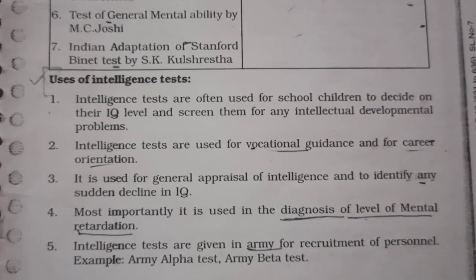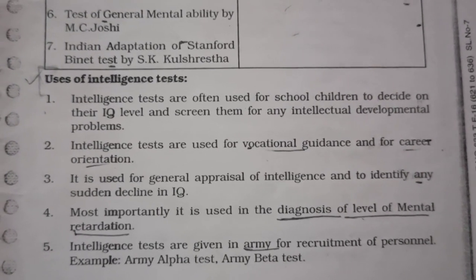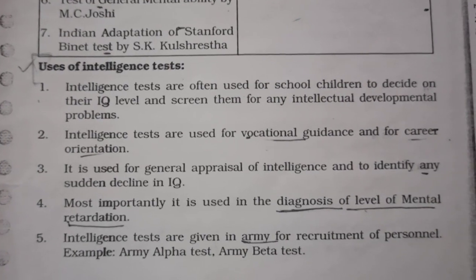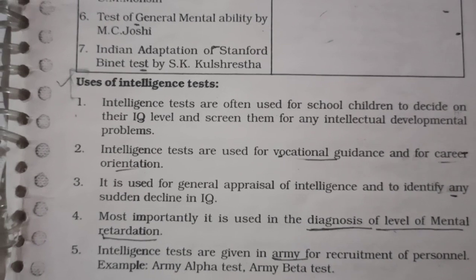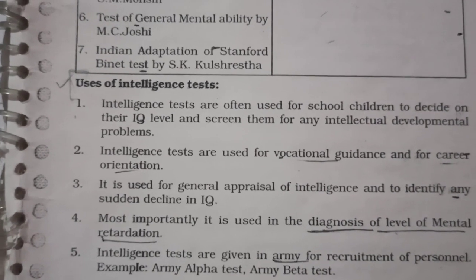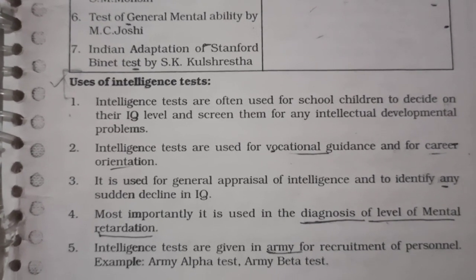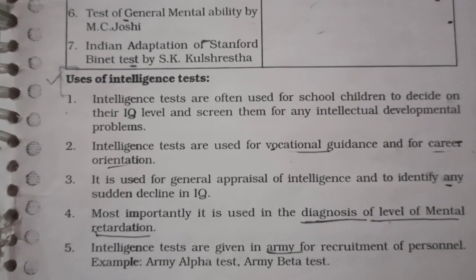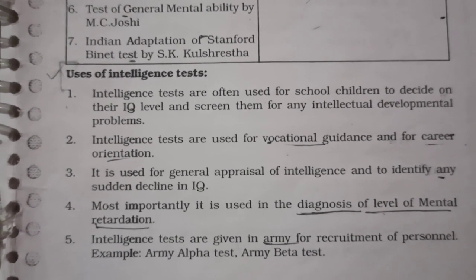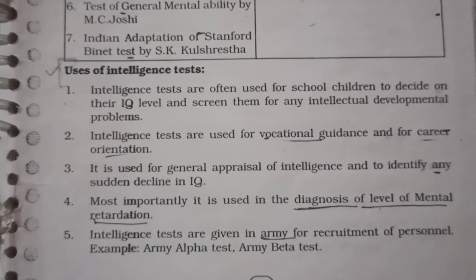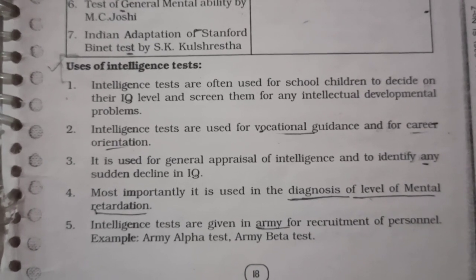Most importantly, it is used in the diagnosis of the level of mental retardation. We have talked about mental retardation, and we saw the bell shaped curve. I think you all remember the bell shaped curve. We saw that below 70, people fall under mental retardation. To find out all that, the intelligence test is important. Intelligence tests are given in the army for recruitment of personnel. Example: army alpha test, army beta test.